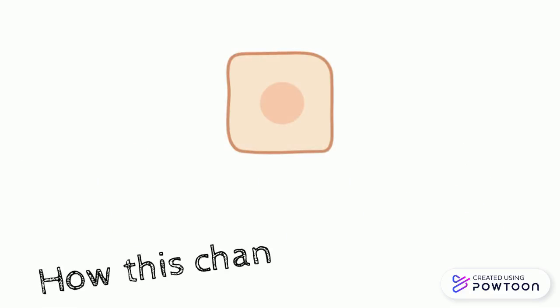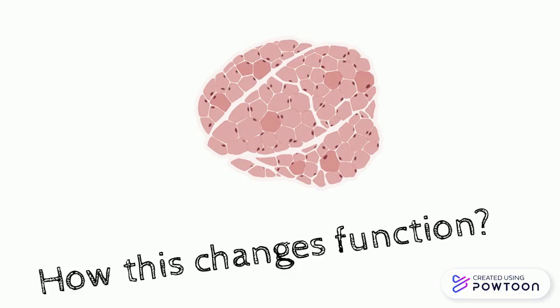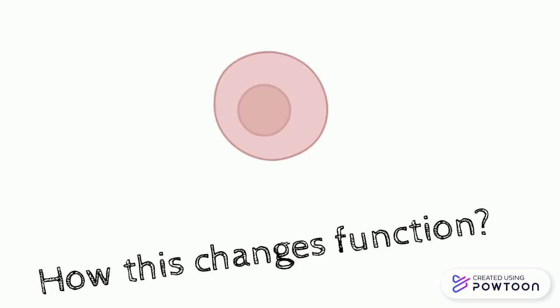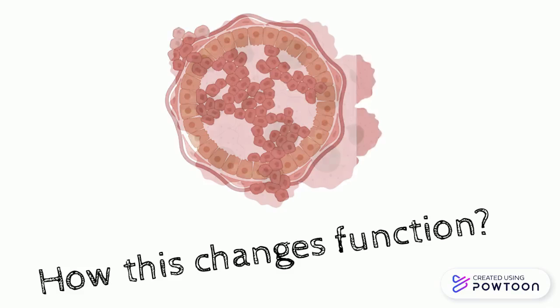How does this change function? Firstly, let's watch how cells replicate when H-Ras operates normally. Notice the structured tissue development nurtured by precise H-Ras activation. Now let's watch as a cell with an overactive H-Ras replicates and forms tissues like in Costello syndrome.